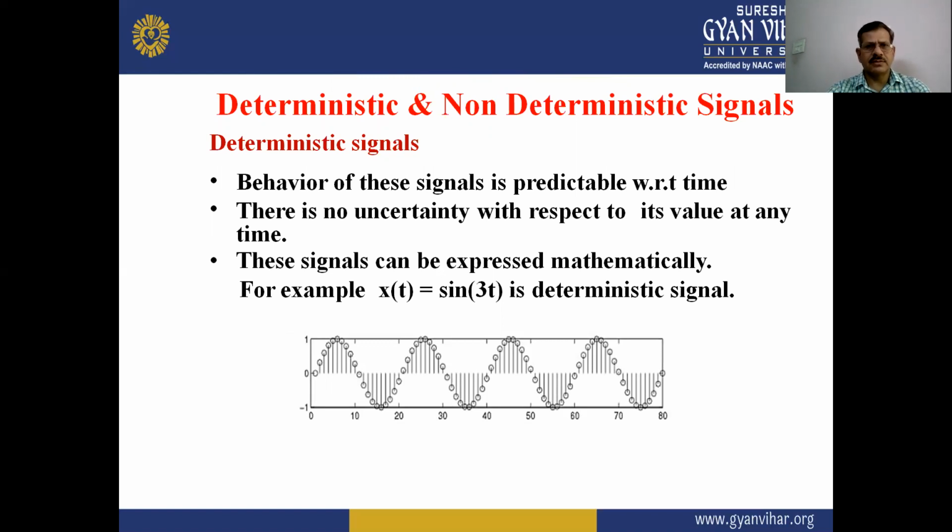Deterministic and non-deterministic signals. For deterministic signals, the behavior of these signals is predictable with respect to time. There is no uncertainty with respect to their value at any time. These signals can be expressed mathematically. For example, x(t) equal to sin(3t) is a deterministic signal. And also in this diagram.